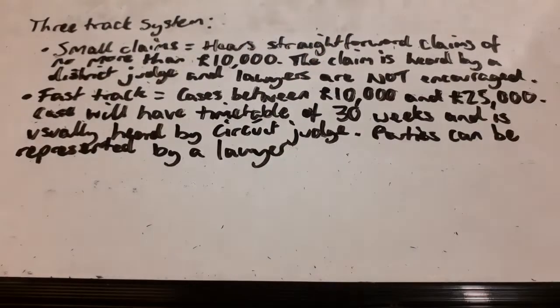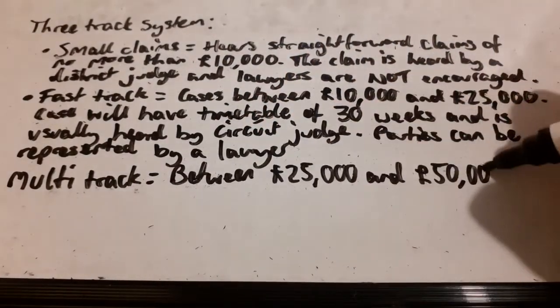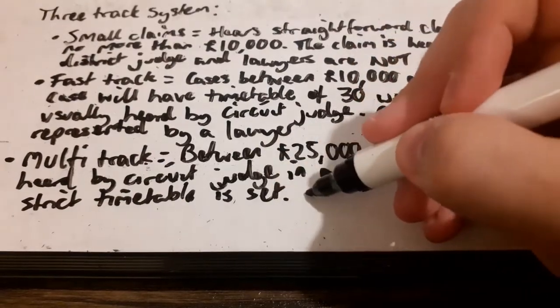The final track is the multi-track, and this is between £25,000 and £50,000, usually before a circuit judge in a county court. A strict timetable is set and the case is managed by the judge. If the case involves complicated points of law, it can be passed up to the High Court.